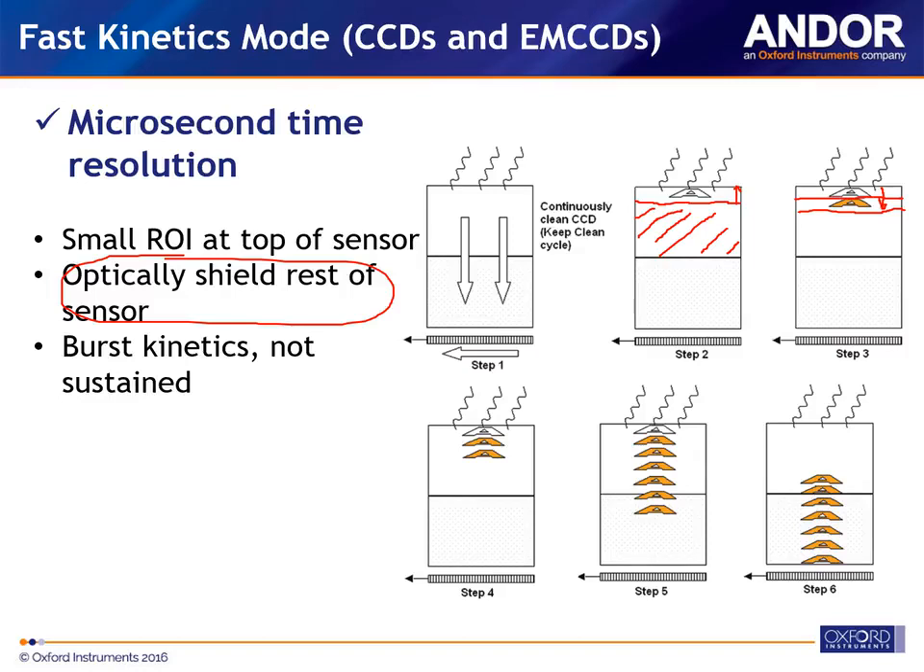And then immediately the next image is acquired. And so you do that again and again and again in a burst until the entire array has been filled up with successive images. So as a consequence, you've managed to obtain microsecond order time resolution from a CCD. But that's the thing, it's burst kinetics, it's not sustained. Once you have filled up your array with these images, you then have to do a slow readout, as you would for a standard full resolution image. So that's fast kinetics mode.